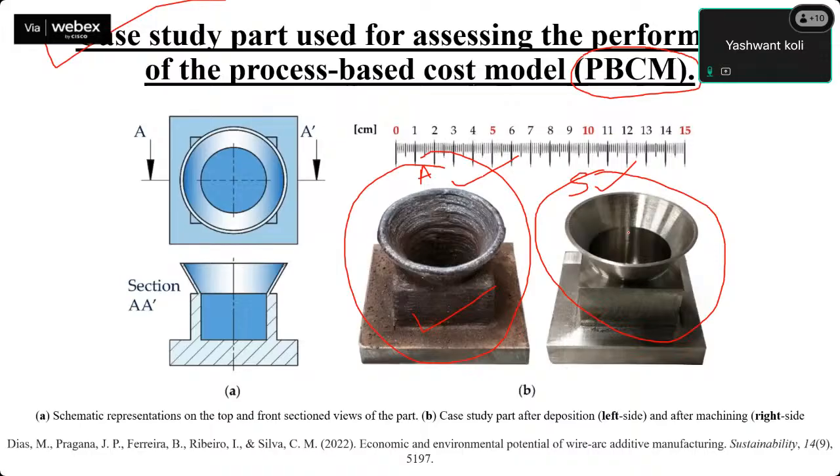So it is the process-based cost model to evaluate economic and environmental performance of VAM. The case study focused on producing a stainless steel case study part. The cost analysis is the important factor here. Sensitivity analysis, economic viability, environmental viability also. So like everything we have to discuss for cost estimation.